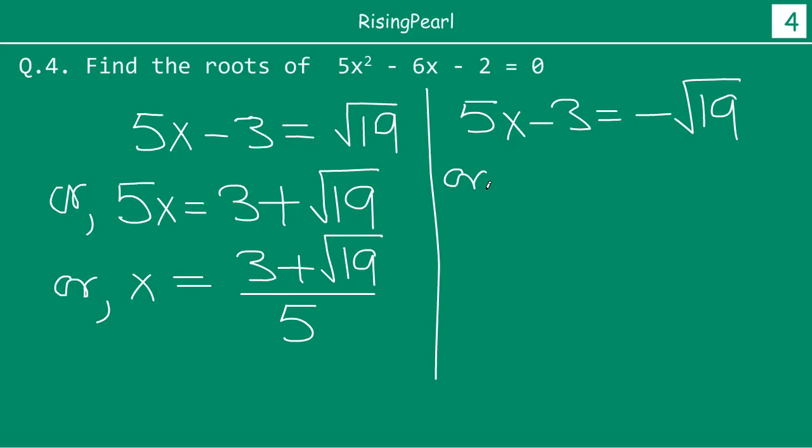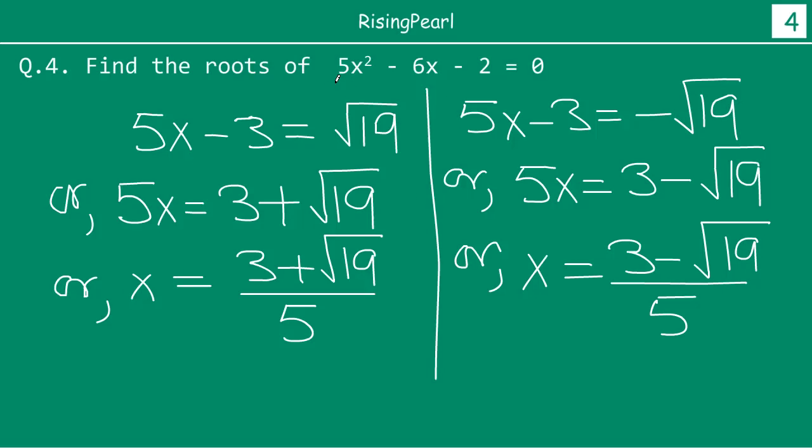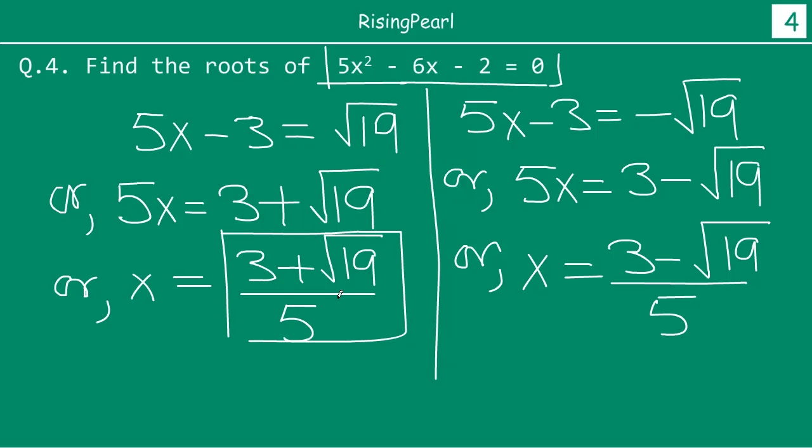And in this case, 5x will be equal to, this 3 will become plus, but then we have 3 minus square root 19, or dividing both sides by 5, we will get x equal to 3 minus square root 19 divided by 5. So for this particular quadratic equation, the two roots are 3 plus square root 19 by 5 and 3 minus square root 19 by 5.